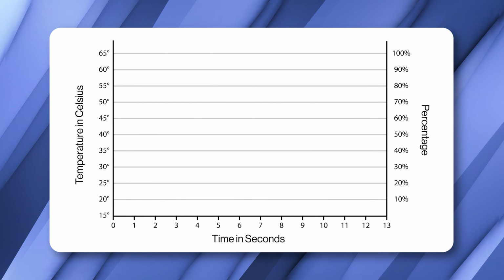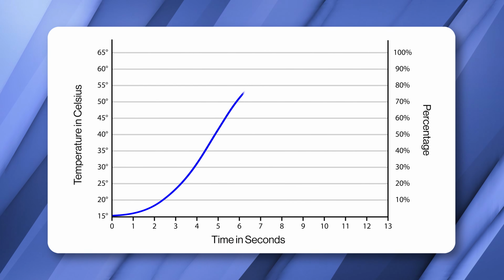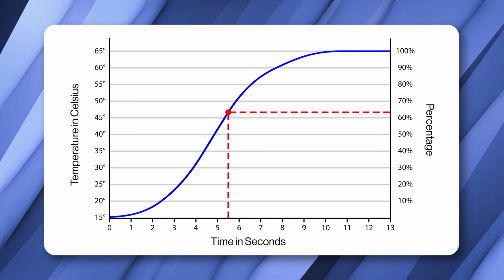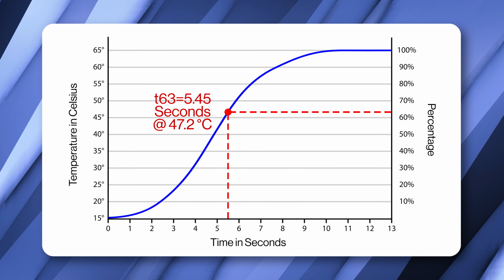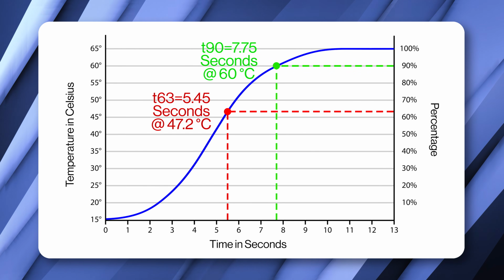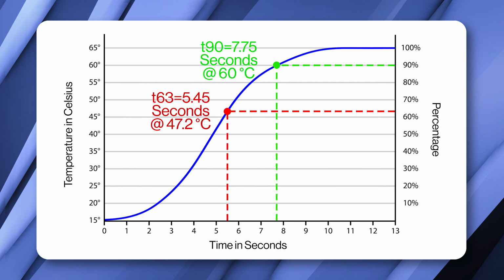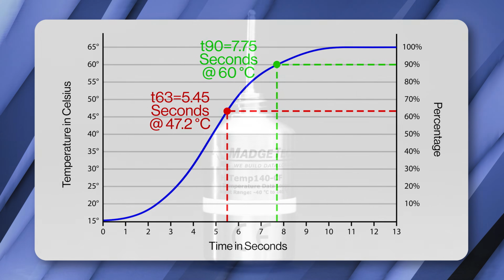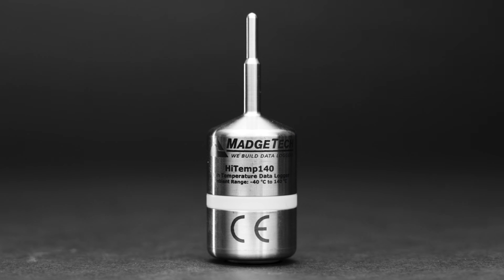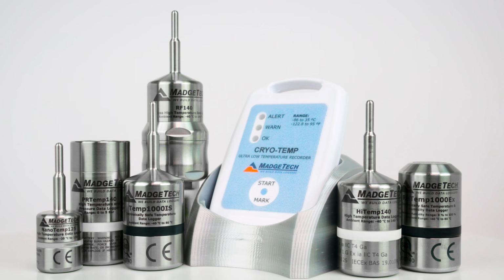As an example, if a sensor captures a temperature change from 15 to 65 degrees Celsius, T63 occurs at 5.45 seconds and 47.2 degrees, while T90 occurs at 7.75 seconds and 60 degrees. Understanding both specifications can help you select the right data logger for applications where fast, accurate temperature measurements are essential.